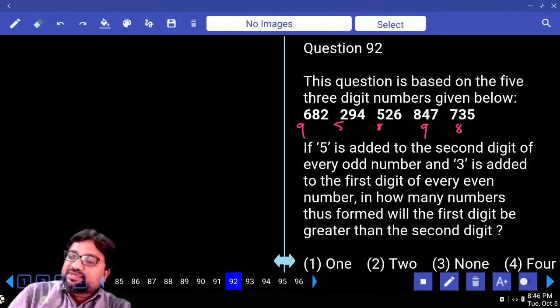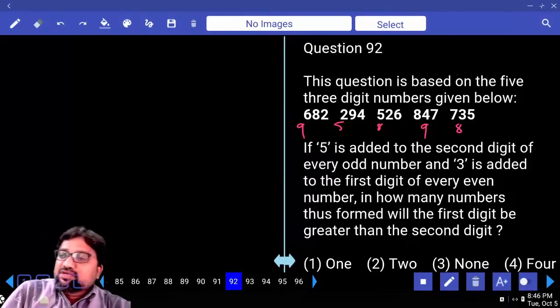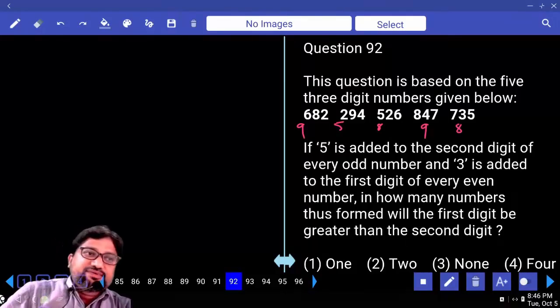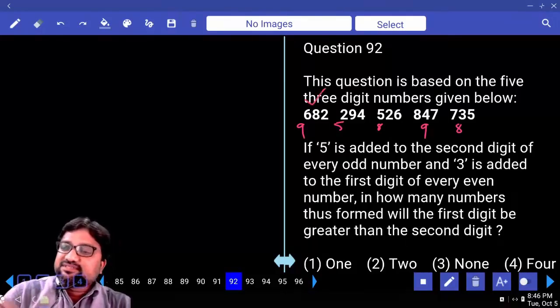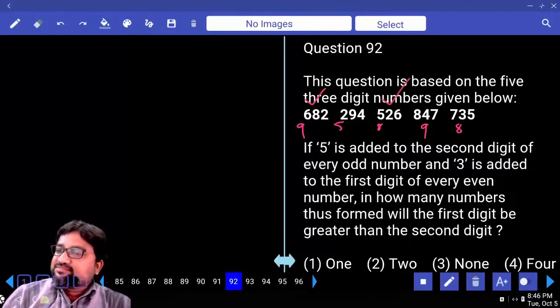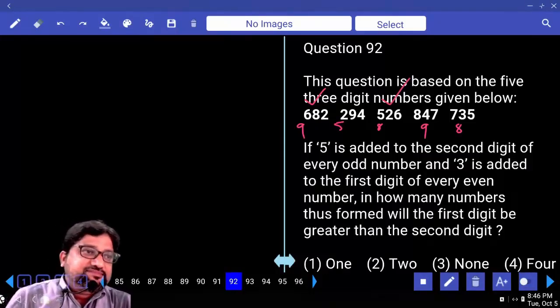Will the first digit be greater than the second digit? So first digit greater than second digit. How many possibilities? Only 2 cases. This is 9 and 8, 9 is greater. 8 and 2, 8 is greater. And in all the remaining places, the first digit is less than the second digit. Okay now?